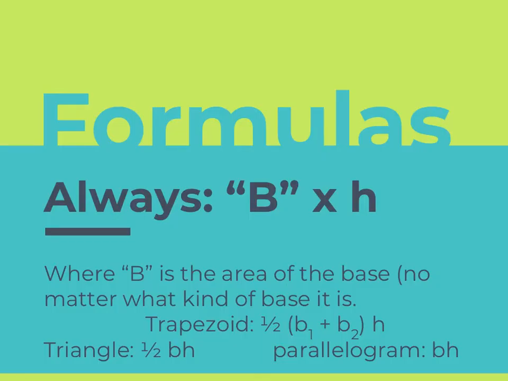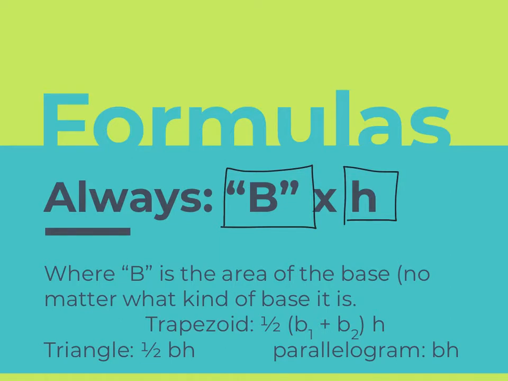So here we go. Your formula is always big B times H. Now, big B is not just any letter. It's not just a base. It's something different that you guys have never really dealt with. It's the area of the base. So no matter what kind of base it is, whether it's a circle or a triangle or a trapezoid or a parallelogram, whatever that formula is for the area of that base, you're going to do that times the height of the entire prism, okay?